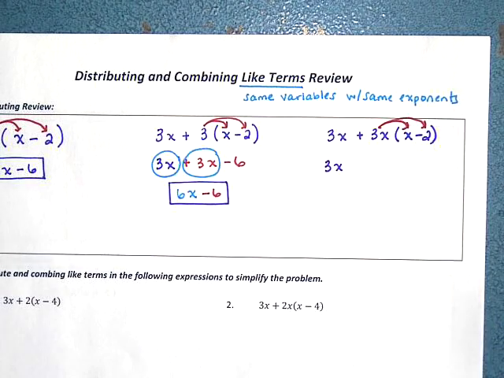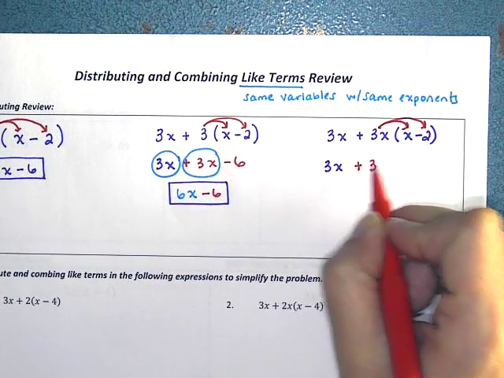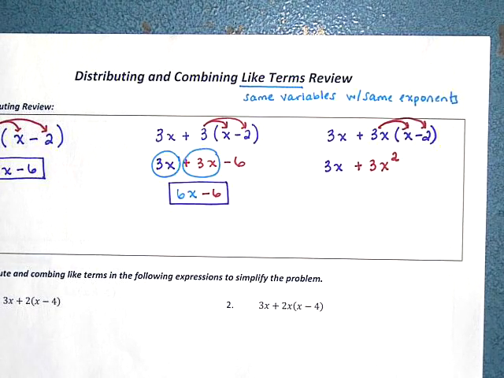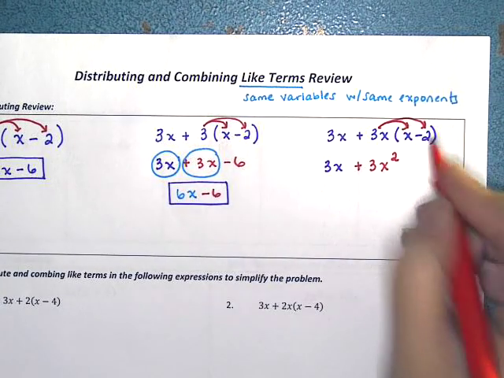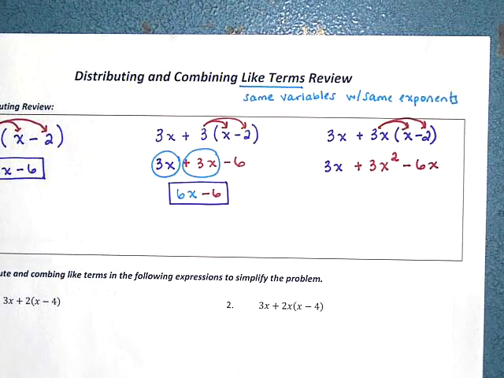And 3x times another x would be 3x squared, because an x times another x would be x squared. 3x times negative 2 would be minus 6x. So here I've got my variables changing a little bit.